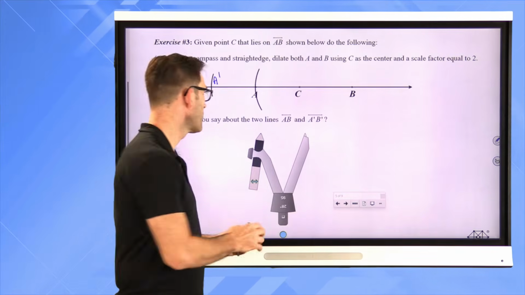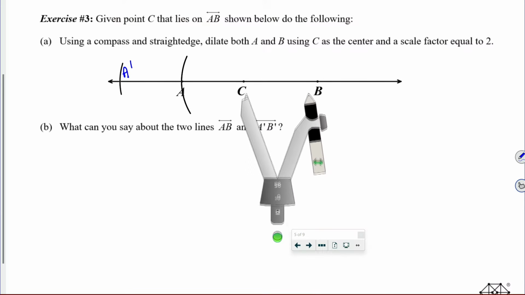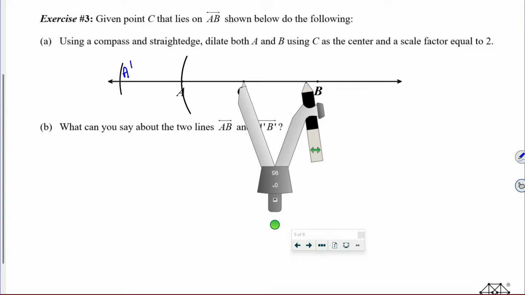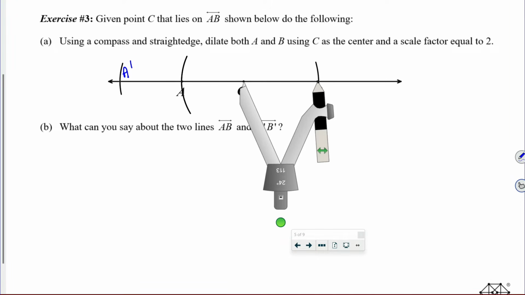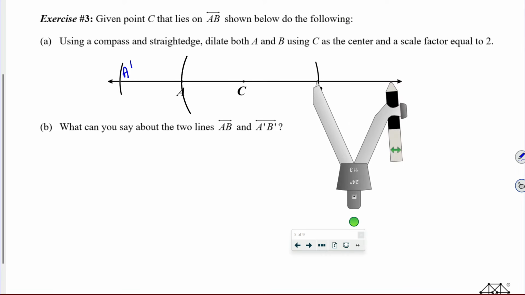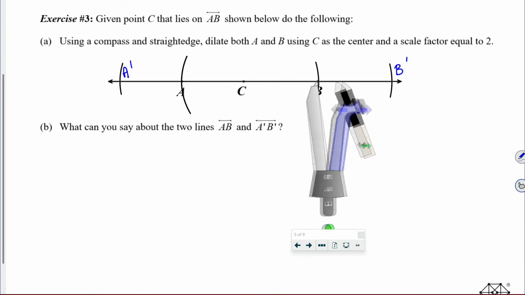All right, let's take a look. So let me flip my compass around a little bit. We're going to do the same thing. I just have to widen it a bit. Oh, right on the money. There's B. Bring it over here. There's B prime. And now B prime lies twice as far away.